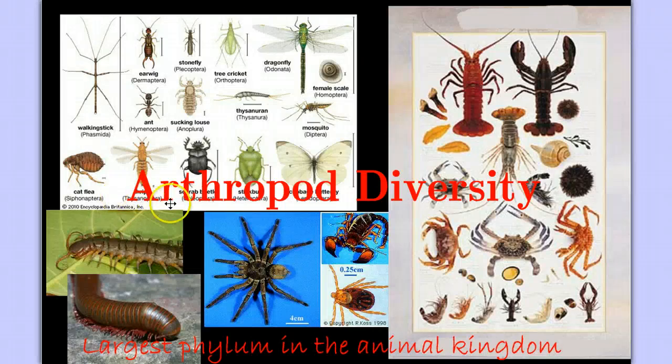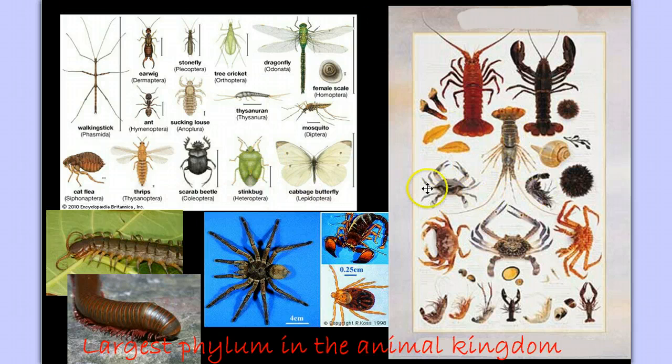There's a great deal of arthropod diversity. They include all the insects, all the crustacea, the spiders, the arachnids, scorpions and ticks, centipedes and millipedes. In fact, it's the largest phylum in the animal kingdom.